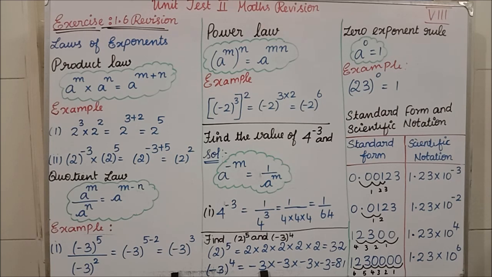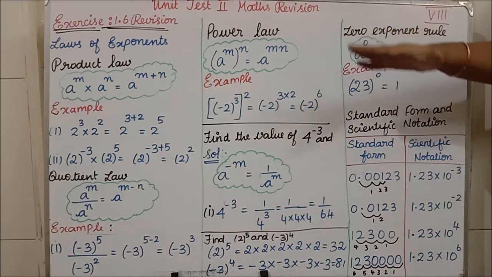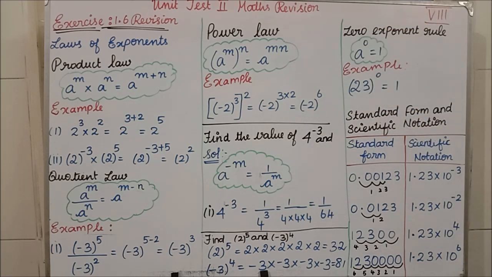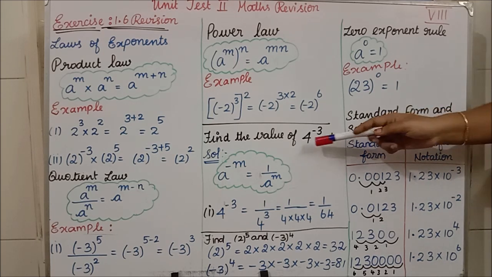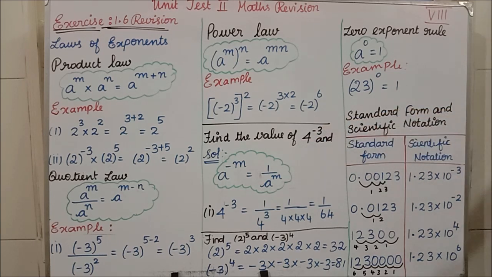Clear? Yes. Now all of you have understood the 3 laws. Next we'll find how to find the value of 4 power minus 3. When the powers are negative, how we have to solve, we'll see now.